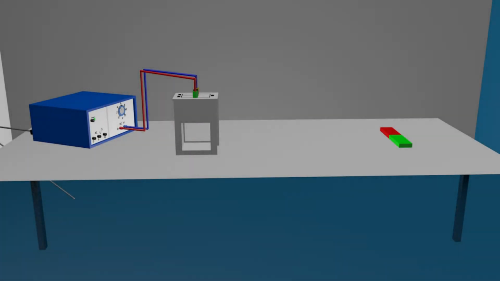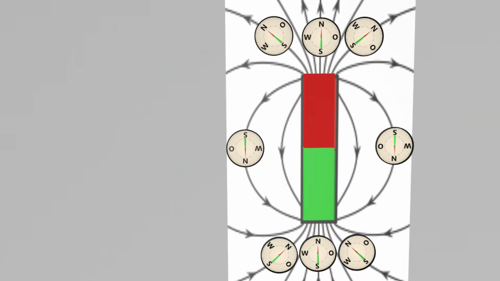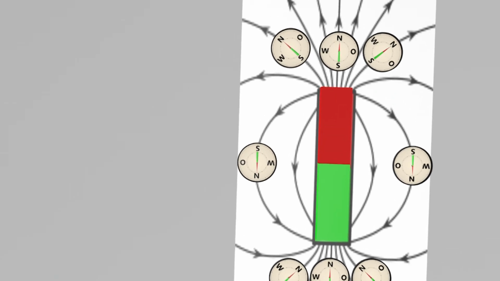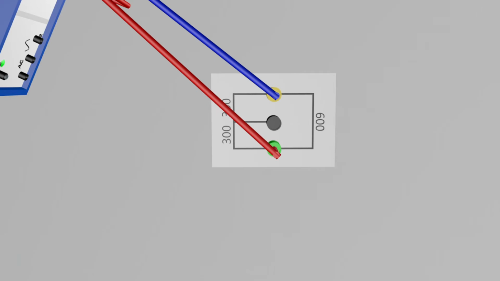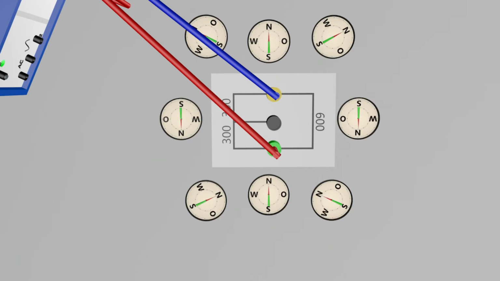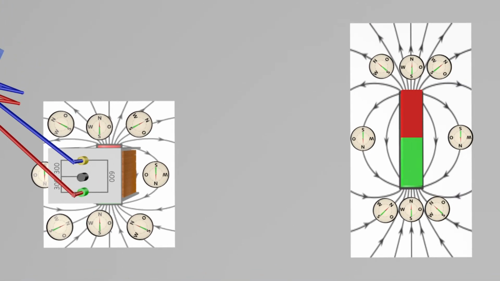In the animation, we compare the different orientations of the compass needle at different positions around the bar magnet and the coil. We find that the magnetic field around a bar magnet and the magnetic field around a coil have the same basic shape. So, if current flows through a coil, you can easily imagine that you are holding a bar magnet in your hand. How does the shape of the magnetic field around the coil come about?